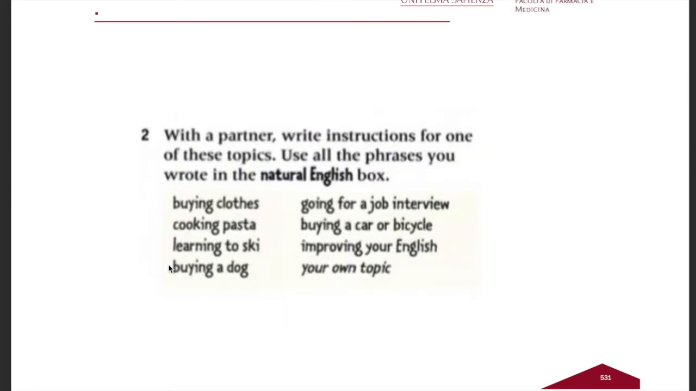Okay. And here's some things. They're asking you here to write instructions for doing these topics: buying clothes, cooking pasta, learning to ski. So, what you must do, what you don't have to do, etc.